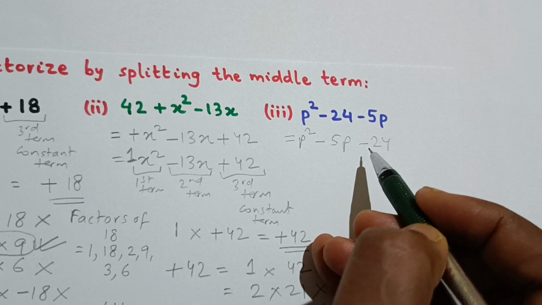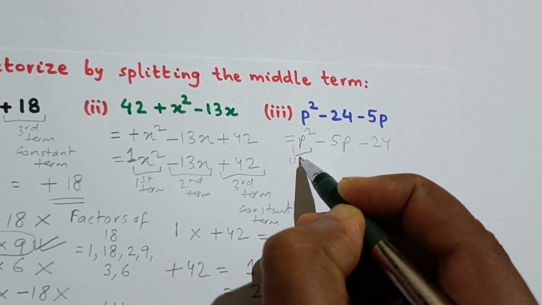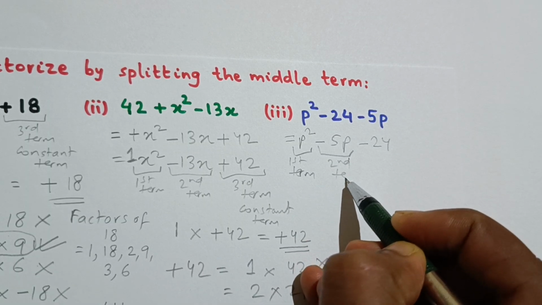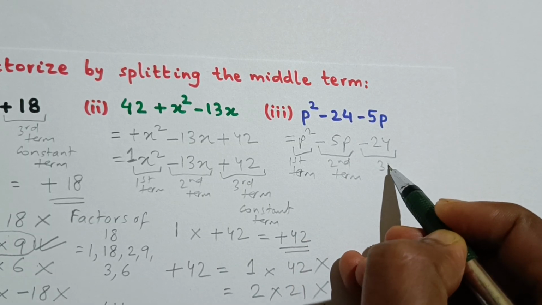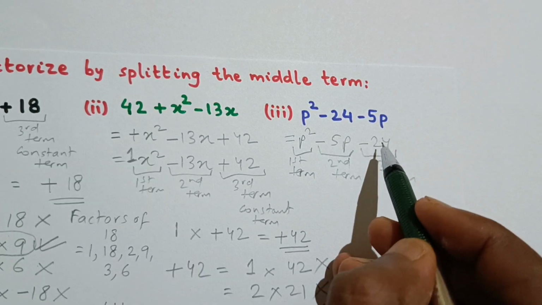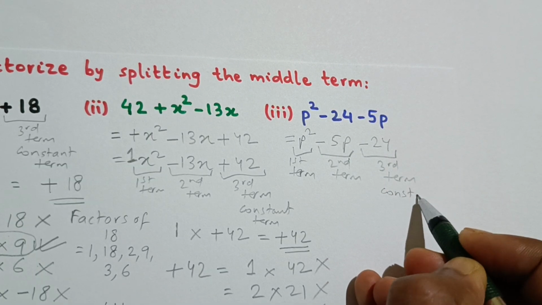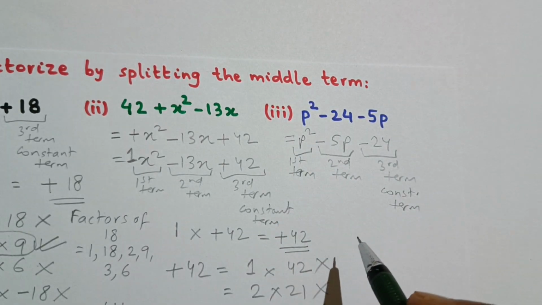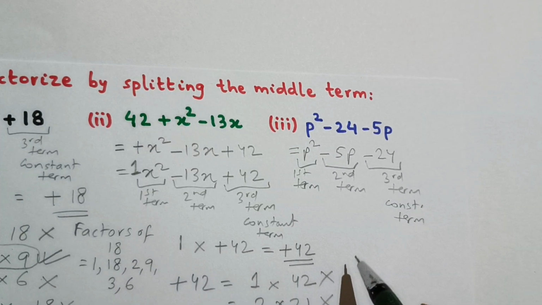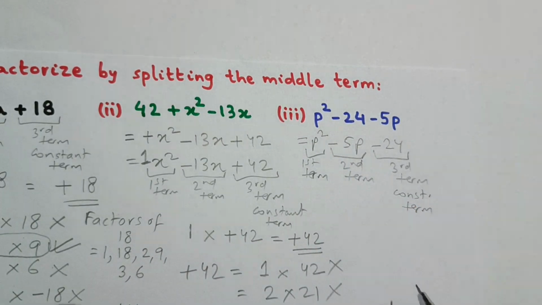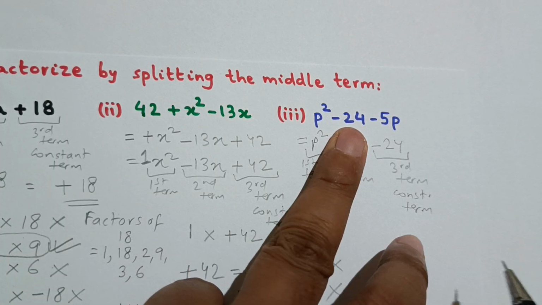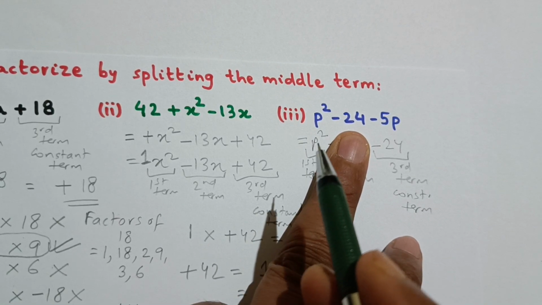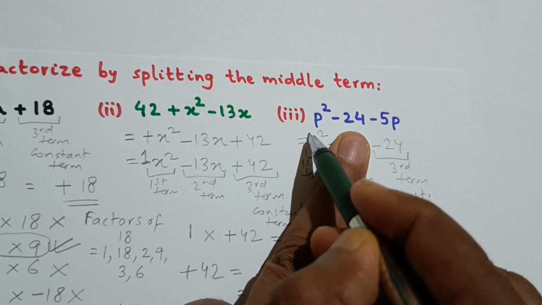So P square minus 5P minus 24. This is the first term, minus 5P is the second term, minus 24 is the third term. Here the third term minus 24 is also a constant term. The second term is the middle term and the first term is P square. So first what we have to do is ignore the middle term, the second term. So the first term is P square. What is the coefficient of P square? 1. 1 is the coefficient of P square.